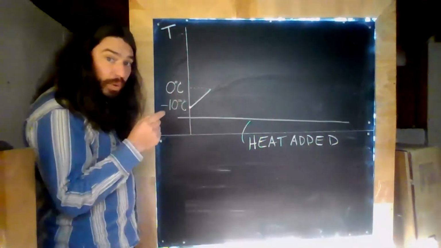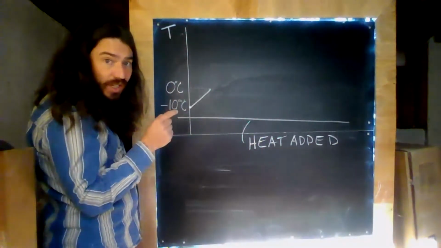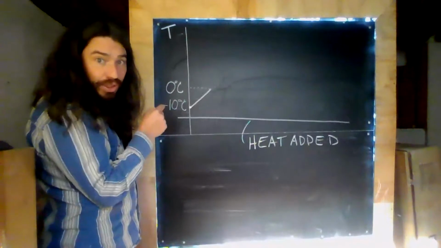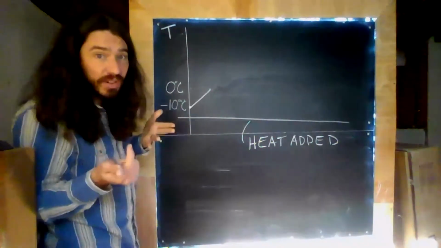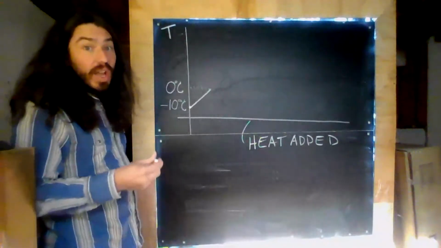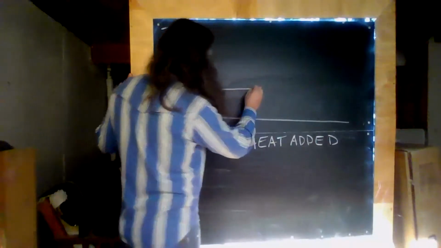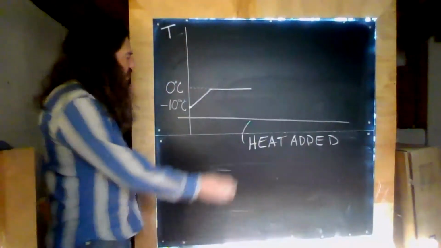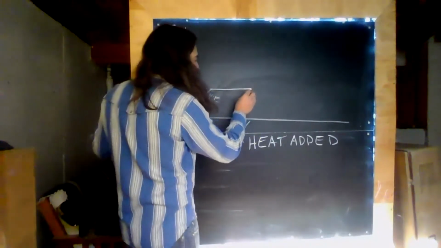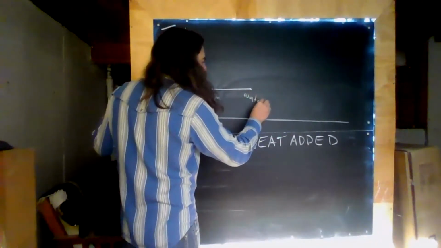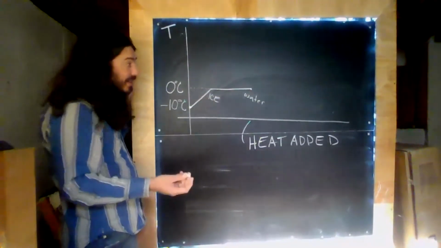Once it reaches the melting point of water, I'm going to add some more heat, but it's not going to change the temperature. It's going to go into breaking the bonds that are making the ice crystals. And so I'm going to add some energy, but it's not going to increase in temperature until all of the ice is melted. So at this point right here, I have ice. And at this point right here, I have liquid water. But they're both at the same temperature. It just took some energy to melt it.